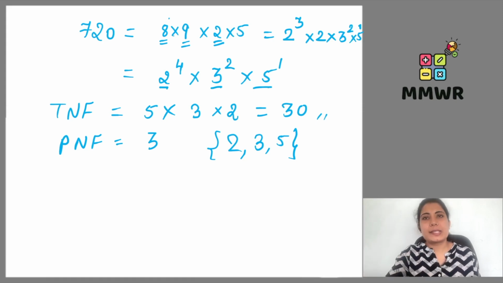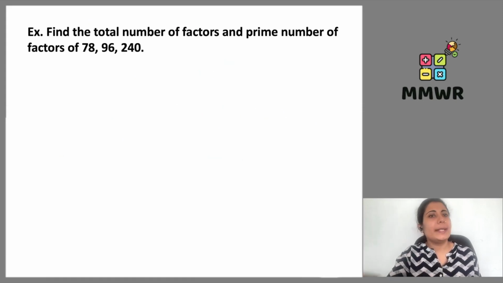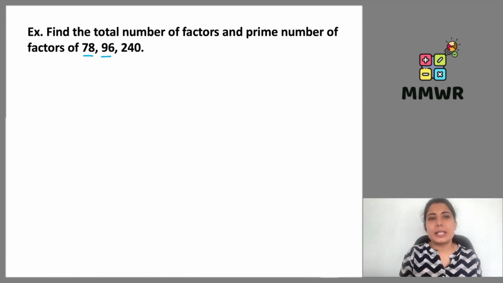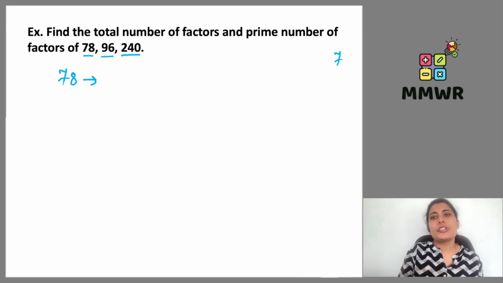Okay, let's move to another example in which we have to find out the total number of factors and prime factors for the numbers 78, 96, 240. So the numbers are 78. First we'll begin with 78. I'll show you this method now.